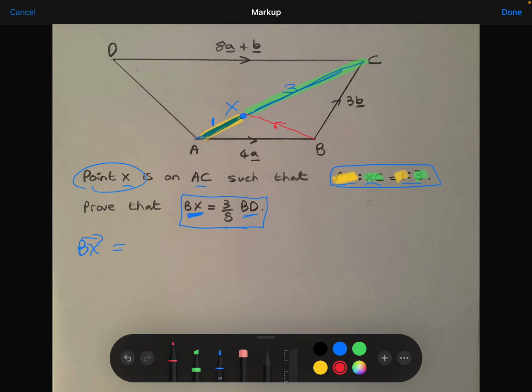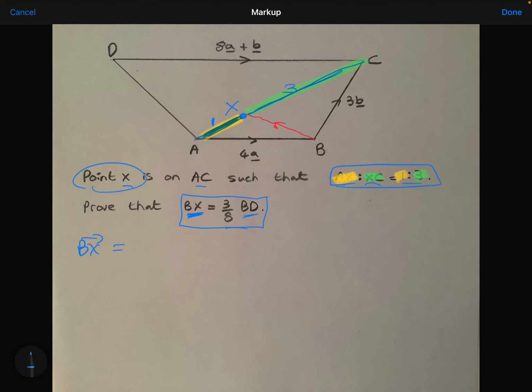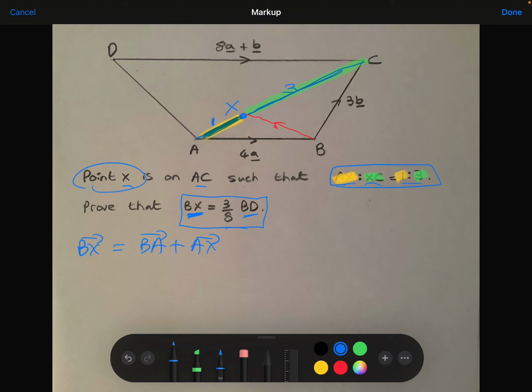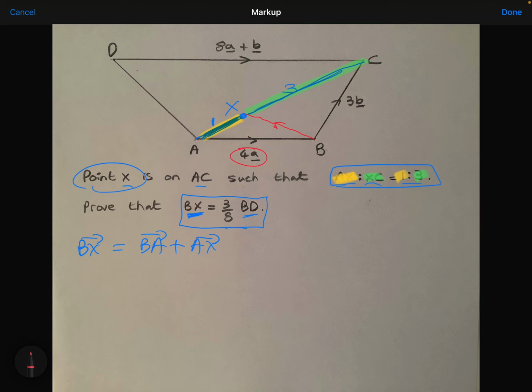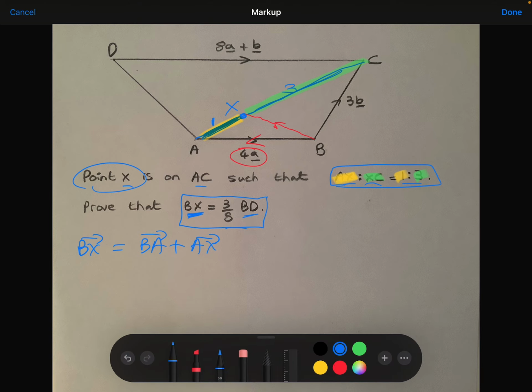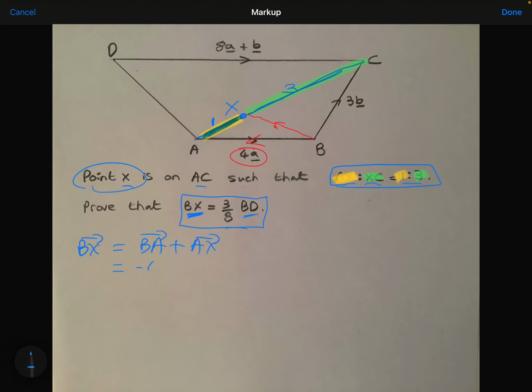So to go from B to X, I'm going to write that as B to A plus A to X. So B to A plus A to X. Now the B to A, that's easy enough. I know it's equal in size to the 4A, but in the opposite direction. So that is just going to be minus 4A.